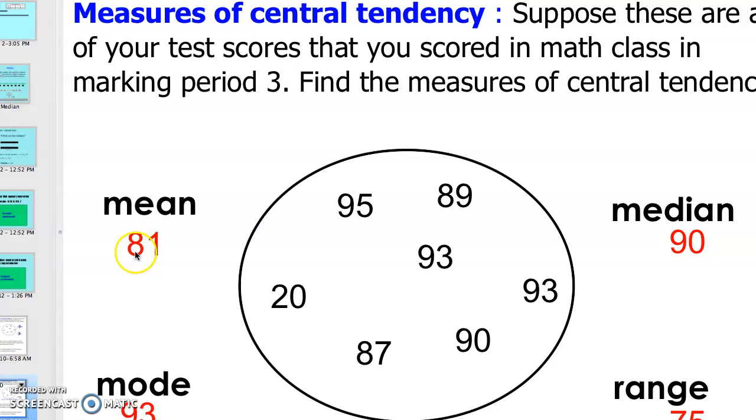For the mean, you add up all of the numbers and then divide by the number of numbers that you have, okay? And there are 7 test scores here, so you would divide by 7. The mode is the number that happens the most often, so 93 happens the most. The range is your smallest number subtracted from your largest, so 95 minus 20 is 75, okay?